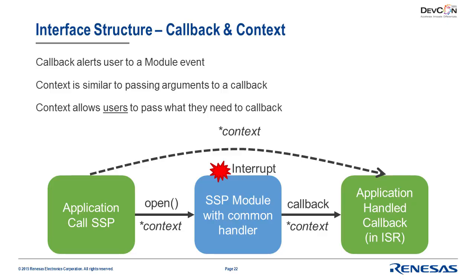So let's look at an example here. We have an application calling an SSP function, and it calls the open, and in that open, there's a pointer to the context. So it's provided there, and now the SSP module has that stored. An interrupt fires at some point, in which case the callback function is called. When that callback function is called, the context pointer is sent back to the user. So in essence, it looks like the application is passing the context to itself. It's almost like calling a function.